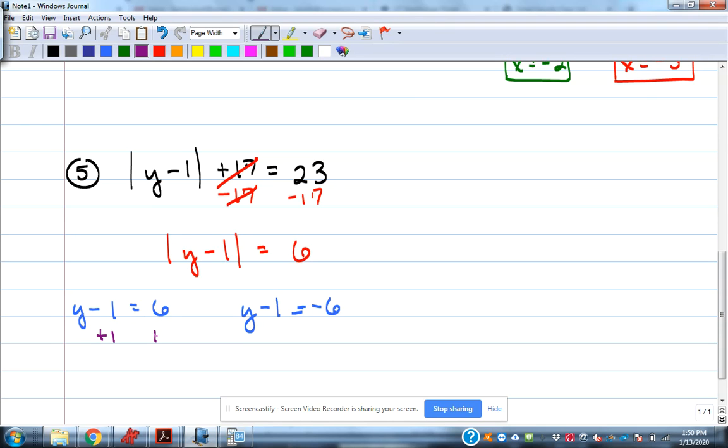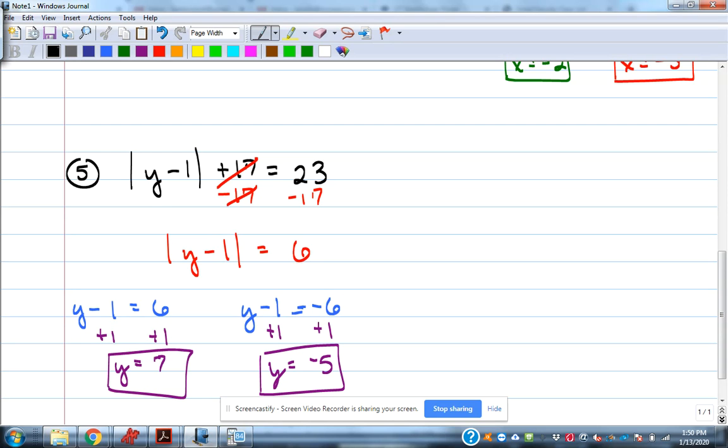So add 1, real easy here. Y is 7. Add 1. Y is negative 5. We get our solutions to that problem. So again, isolating the absolute value, look at what it's equal to. If it's equal to a negative, you don't even have to work it. It's no solution. If it's equal to a positive, you got to set up 2 equations.